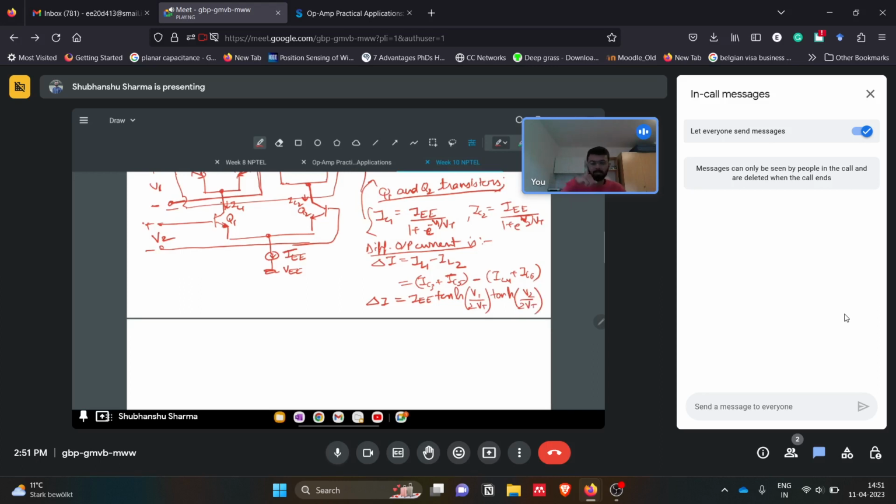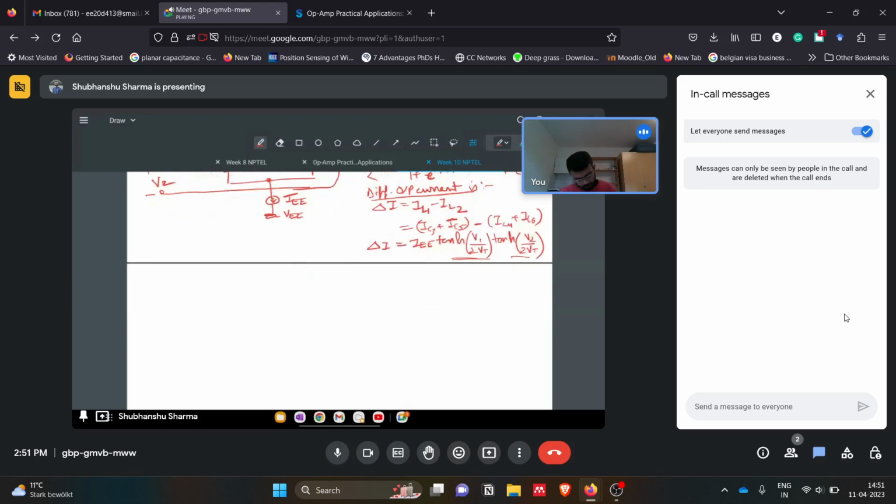So by further calculations, and if we assume some things, then we are able to achieve the V1 and V2 multiplication. Here also there is a hyperbolic function, but still we are able to get this multiplication of V1 and V2 in the final equation of delta I. So that is there. Okay, so this was about Gilbert cells.